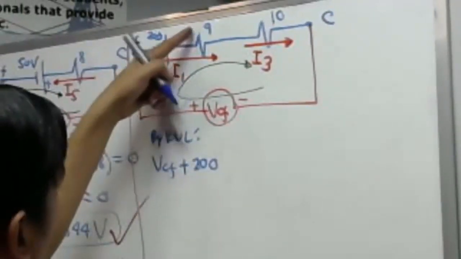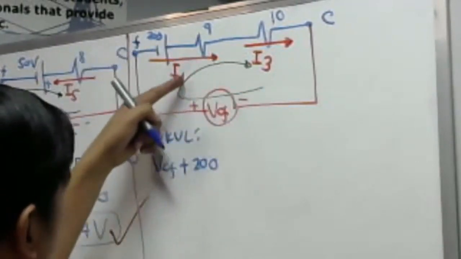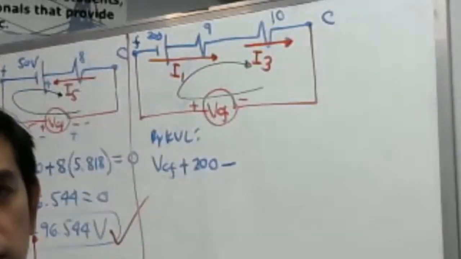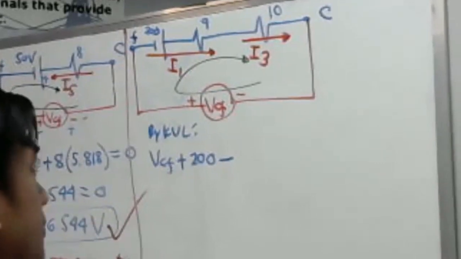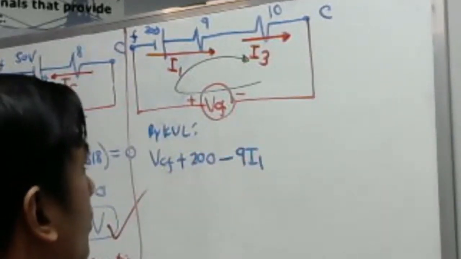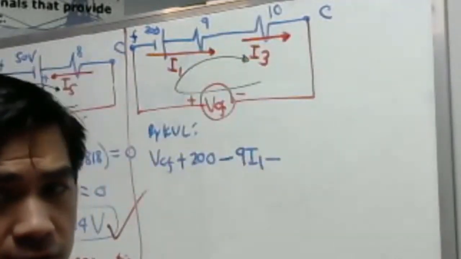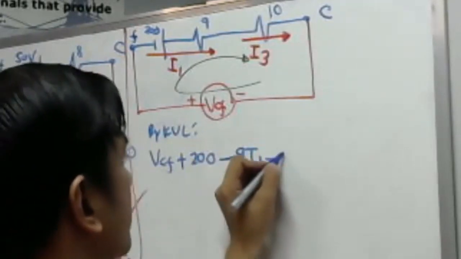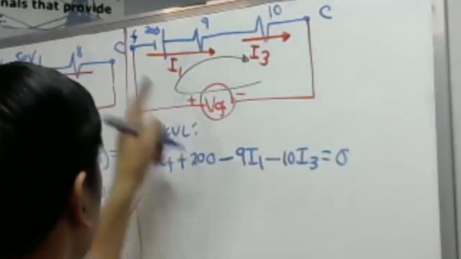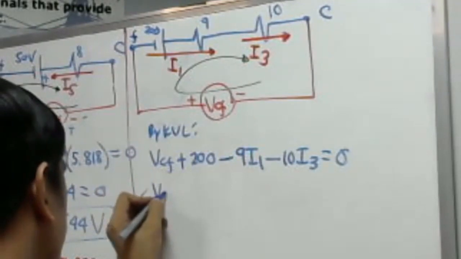What about for the 9 ohm? Current flowing is I1. The tracing is to the right. This is also to the right, to the right, to the right. Okay? That is only one direction. That is 9 I sub 1. What about for the 10 ohm resistor? To the right also. Okay? So that is 10 I sub 3. That is equal to 0. 1, 2, 3, 4. Okay, that's complete. Let us now substitute.